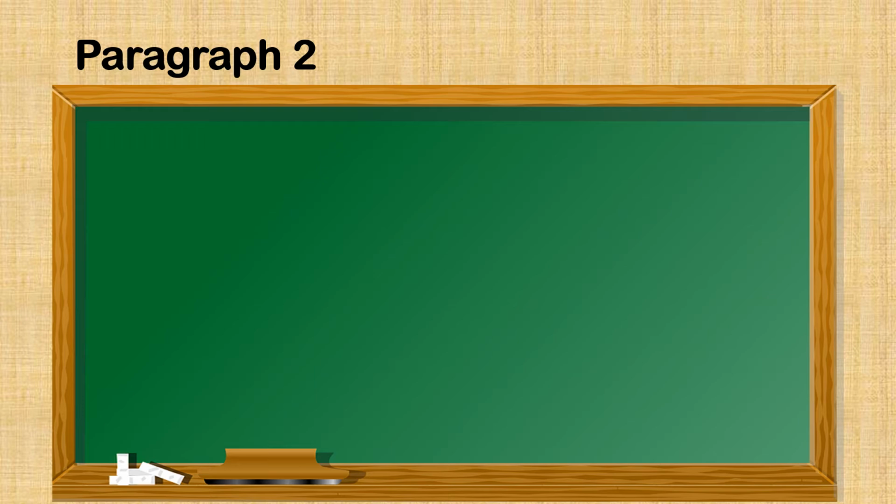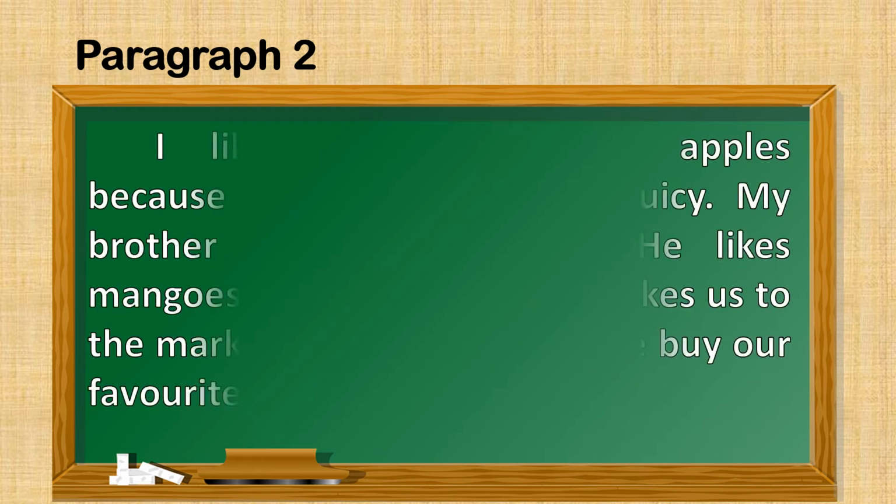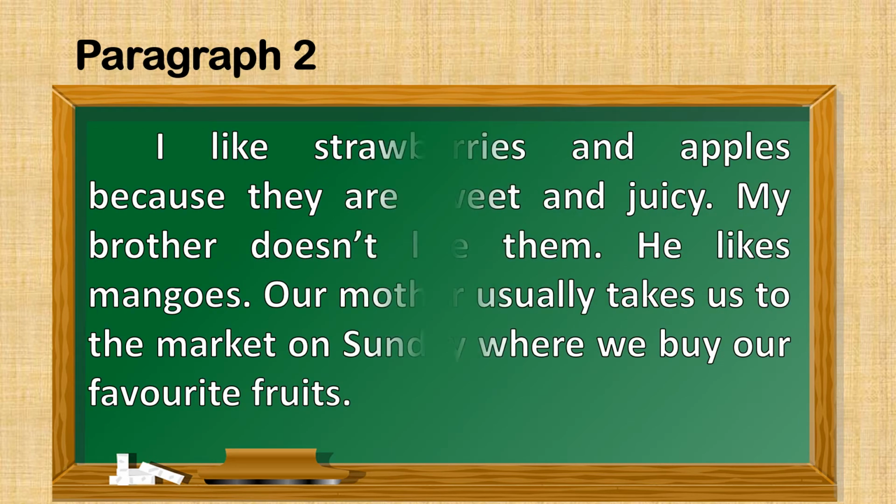Okay, let's read this together. But before that, I would like you to look at it carefully and observe it, okay? Let's start. I like strawberries and apples because they are sweet and juicy. My brother doesn't like them. He likes mangoes. Our mother usually takes us to the market on Sunday where we buy our favorite fruits.